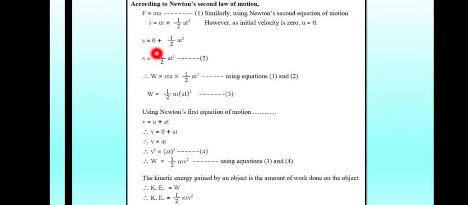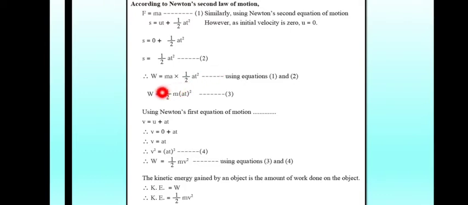s is equal to 0. Why 0? Because u is 0. So u into t will be 0, plus half at square. So s is equal to half at square. This becomes your second equation.